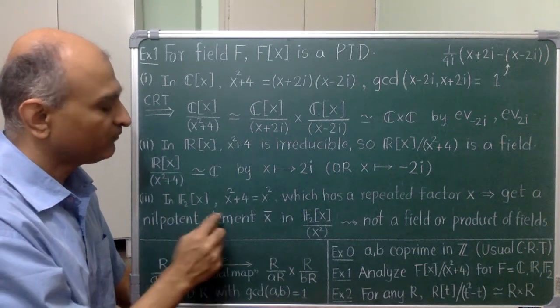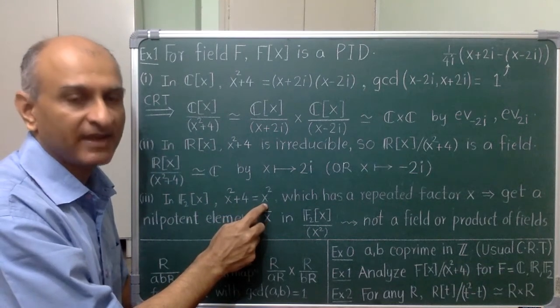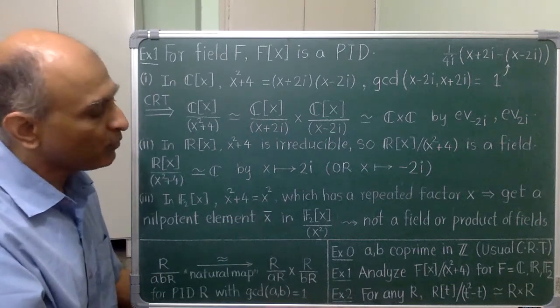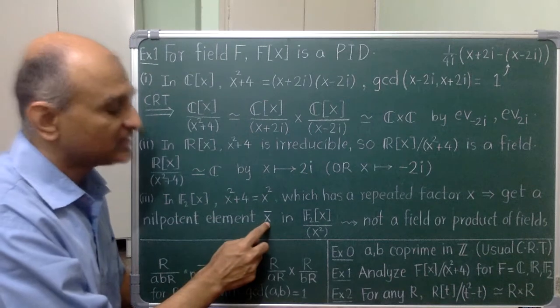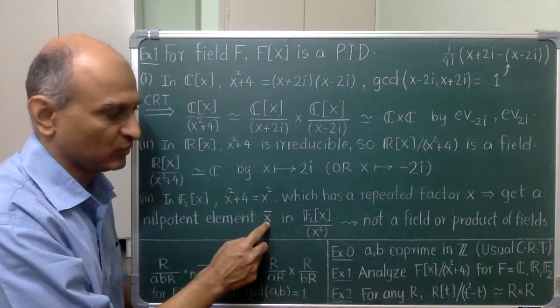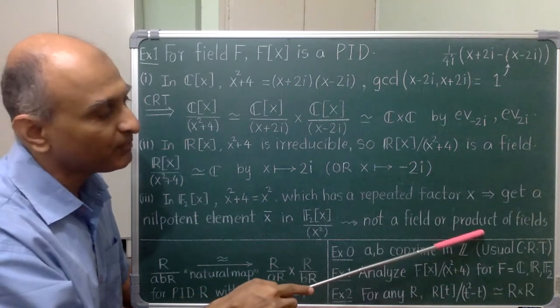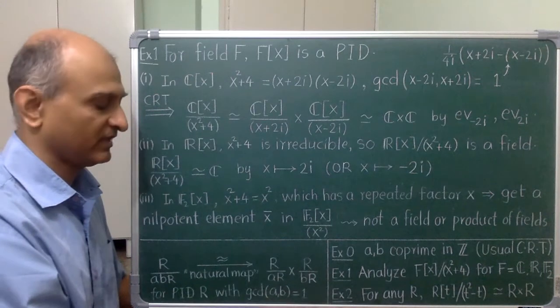Over F2, x² + 4 is just x². This polynomial factors, but now into repeated factor x. So when I go modulo that, I get a nilpotent element x̄. This is non-zero, but its square is 0. Notice that such a thing is not possible in a field or even in a product of fields. So this is a completely different kind of ring.